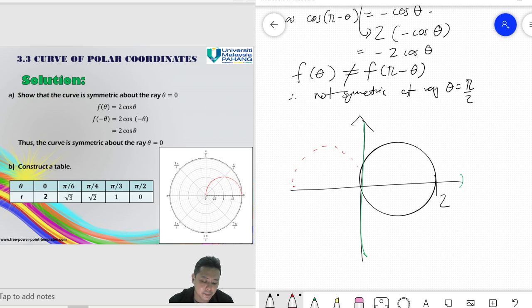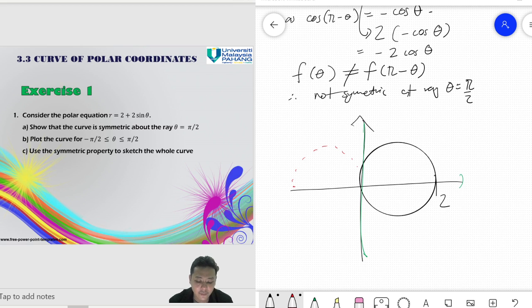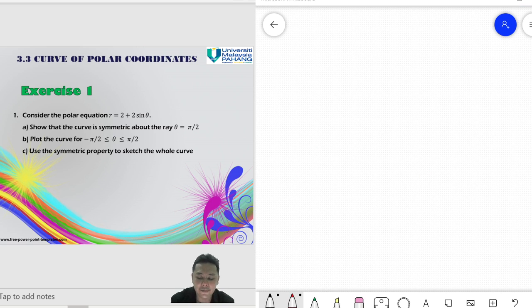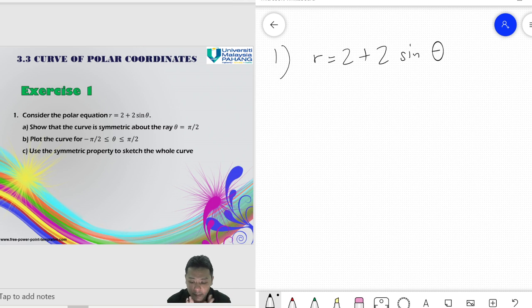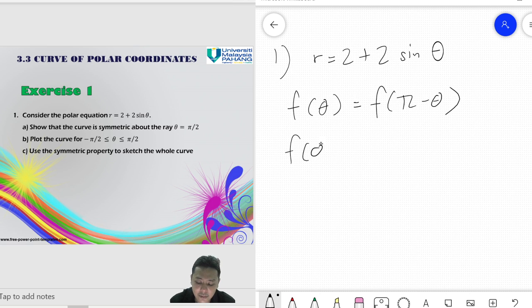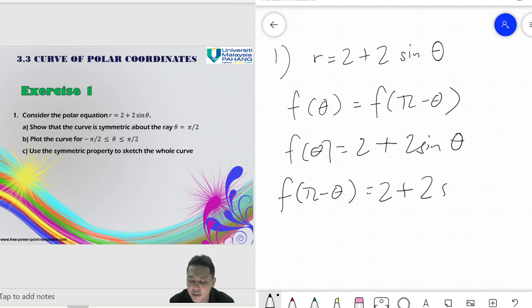Let's do one more example for this one, because this involves pi over 2. I will only do the first one, where it shows that, given that r is 2 plus 2 sin theta, and you have the basic idea that this is a cardioid. Show that it's symmetric at ray theta pi over 2. So what is f(theta)? I need to show first f(theta) is indeed equal to f(pi minus theta). First f(theta) is 2 plus 2 sin theta, and then f(pi minus theta) is 2 plus 2 sin(pi minus theta).